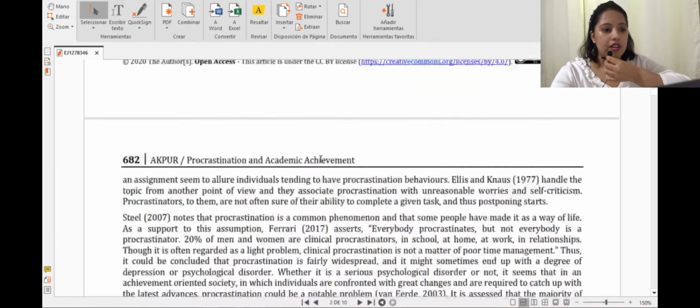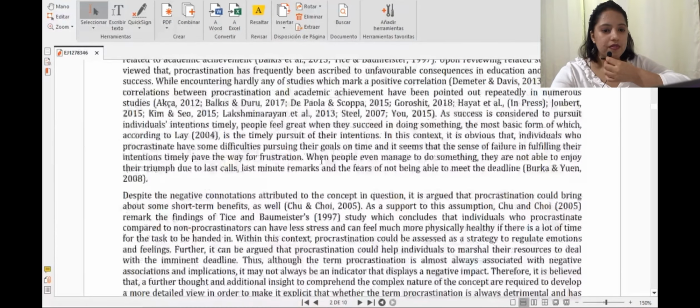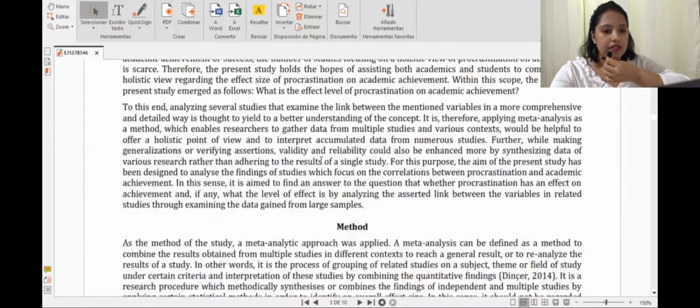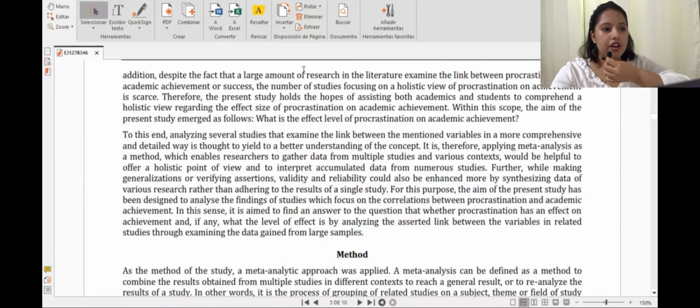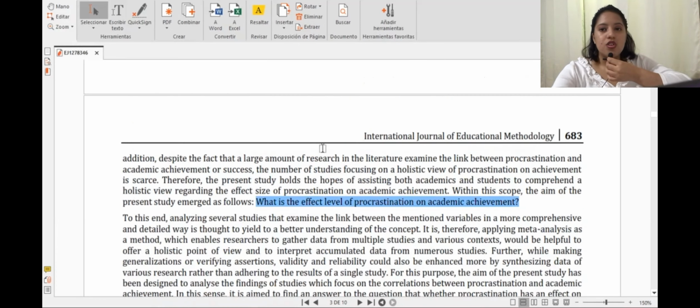Here is the research question. Why does the author want to investigate this? The research question is, what is the effect level of procrastination on academic achievement? So the introduction contains a little bit of introduction of the topic about procrastination, the methods, also the problem, and also the research questions.